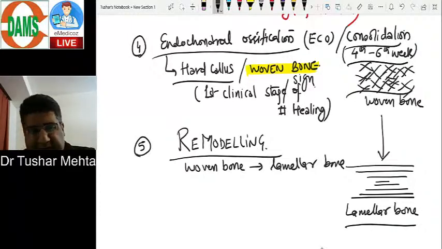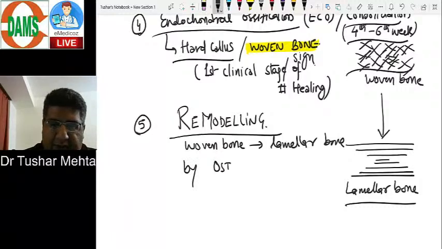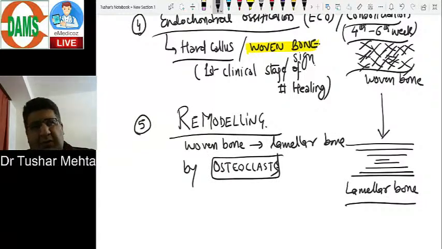I said, that's a fantastic thing, but who's going to do that? They said, don't worry, it is going to be done by a cell that is called osteoclast. I said, what? Osteoclast? They've got a bad reputation. They do resorption. They eat away the bone. Almighty said, no, no, no.